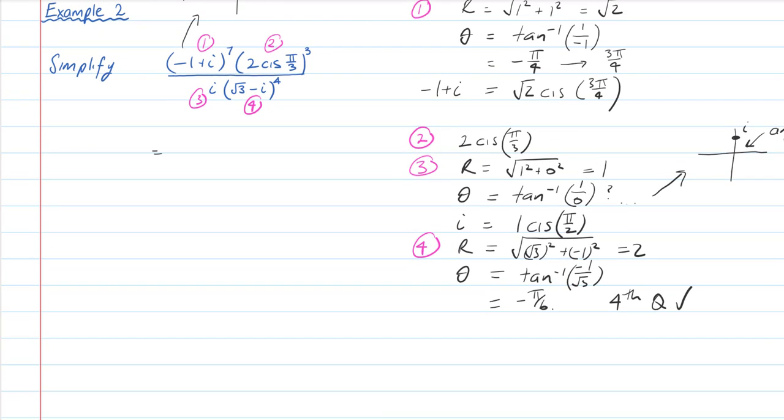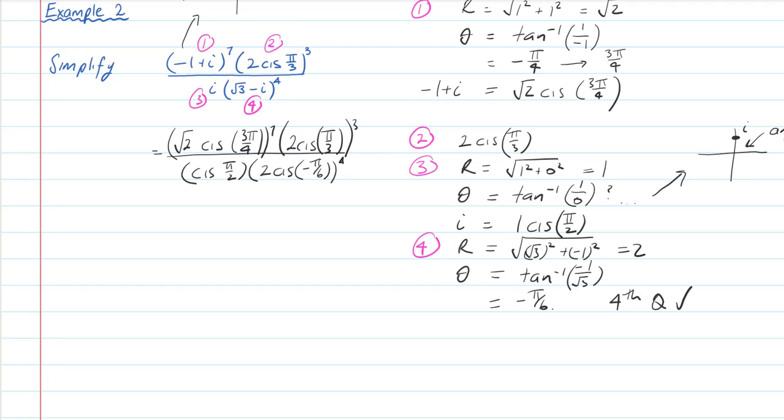Okay, so now that we've got those values, I can write them out in full form. Root 2 cis 3 pi on 4 all to the power of 7 times 2 cis pi on 3, all cubed, divided by cis pi on 2, but nothing happens to that, and then multiplied by 2 cis negative pi on 6 to the power of 4.